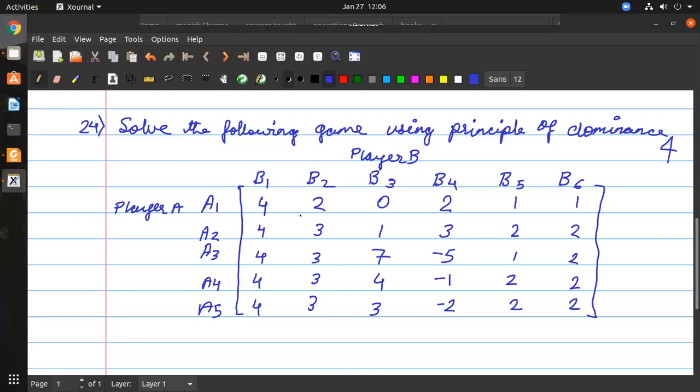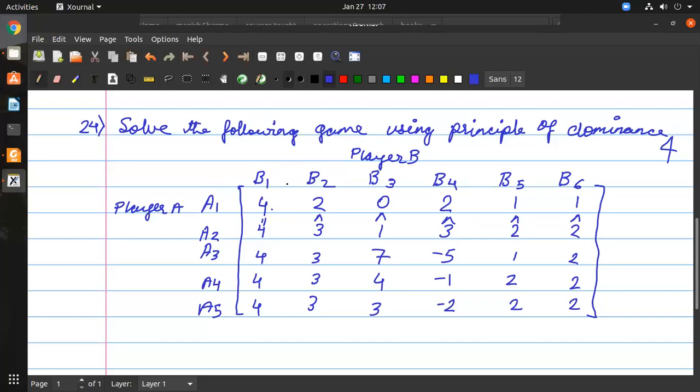Okay, so if you see row 1 and row 2, all the elements of row 1 are less than the elements of row 2. Is it or not? See, this is equal, this is less, this is less, this is less, this is less, and this is less. Correct? Yes, sir.